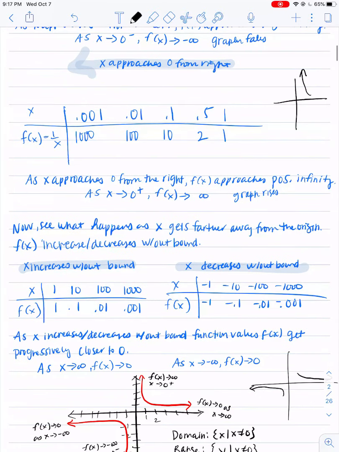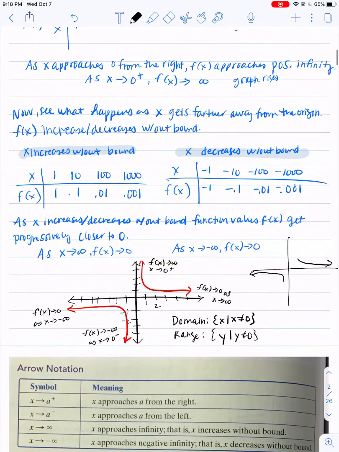And as x approaches 0 from the right, we have x values here that are getting closer and closer and closer to 0, and we have our y values here for that. So we can see as we approach 0 from the right, our y values increase. So that means that as x approaches 0 from the right, f of x approaches positive infinity. So we denote this as x approaches 0 from the right, f of x approaches infinity, which means that the graph rises.